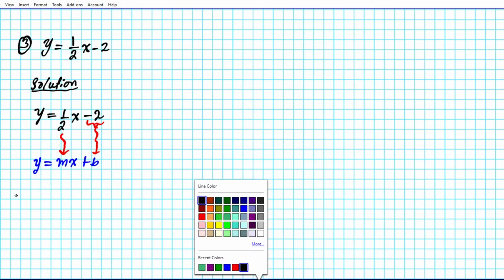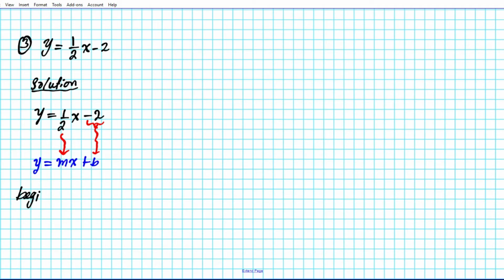So let's go ahead and specify. Where are we going to begin from? You begin from the y-intercept. Your y-intercept is b, and in this problem, b is -2. So we're going to start from -2 on the y-axis. Okay? How do we find the second point? Directions coming up. The directions is the slope. The slope is your m value, which is 1/2 here.